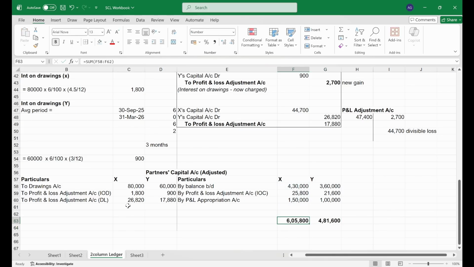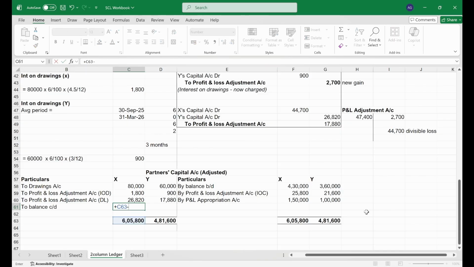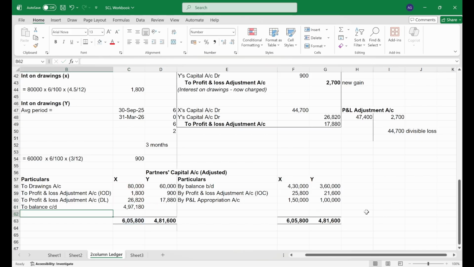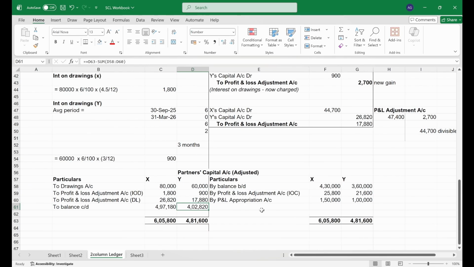So let us take out the totals. The credit side of X and Y happens to be 6,05,800 and 4,81,600. Let us see what it is for the debit side. Of course, the credit side happens to be higher. So let us paste that amount on both sides. So we will get a new balance carried on: 4,97,180 and 4,02,820.